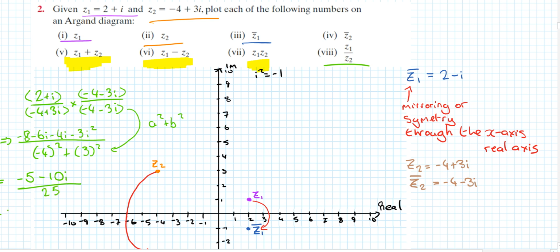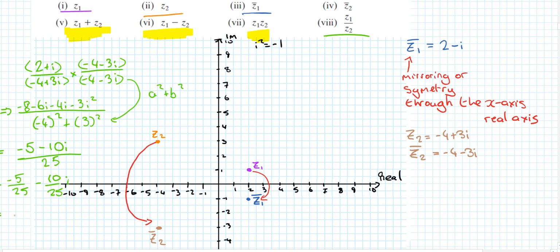And what do we get? We get minus 5 over 25 minus 10 over 25 i. That is minus 1/5 minus 2/5 i. You plot each of them separately. Now, I'm just not accurate enough, but you would plot the point minus 1 over 5, minus 2 over 5.